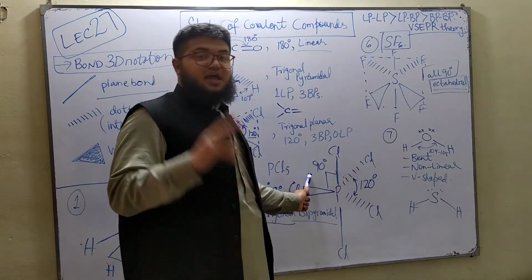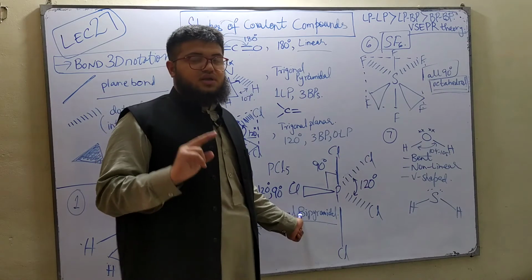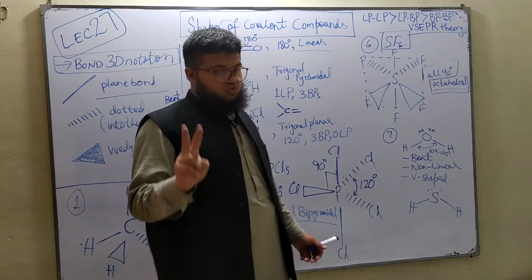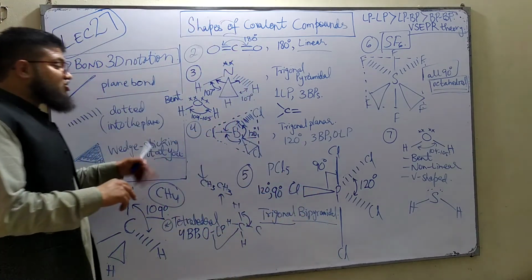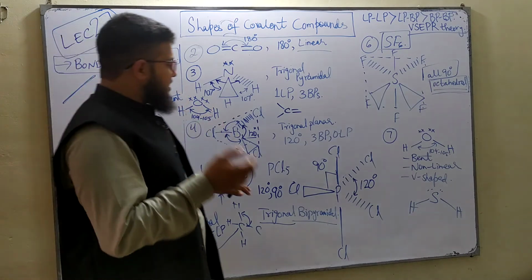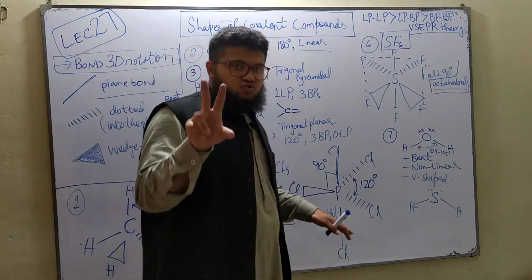This molecule over here has 2 types of angles, 90 and 120 degrees. Trigonal bipyramidal has 2 angles. And the rest of them have single angles. So only this molecule has 2 different types of angles.